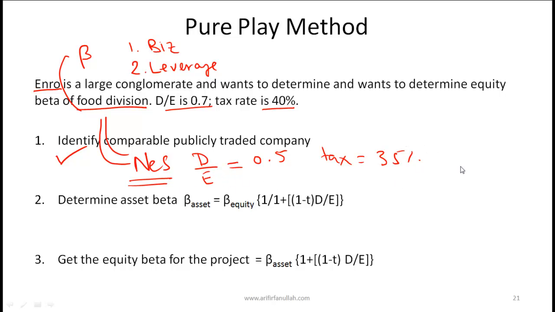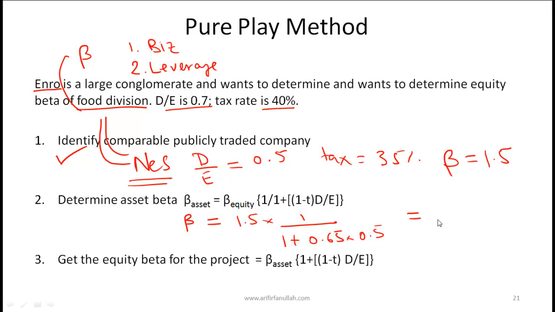So for that we also need to know, since Ness is a publicly traded company, it will have a beta. So let's say that the beta of Ness is equal to 1.5. In step 2, we are calculating the asset beta of Ness. That is going to be equal to the equity beta of Ness, which is 1.5, times 1 over 1 plus (1 minus the tax rate, which is 35%). So 1 minus 35% is 0.65, multiplied by the debt equity ratio of Ness, which is 0.5. So let's do this calculation very quickly.